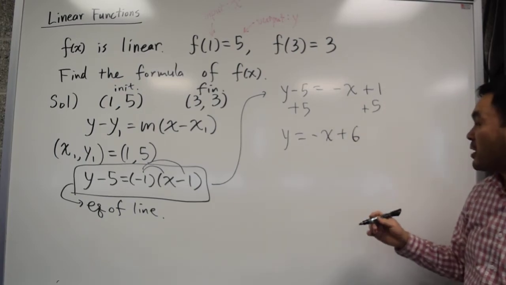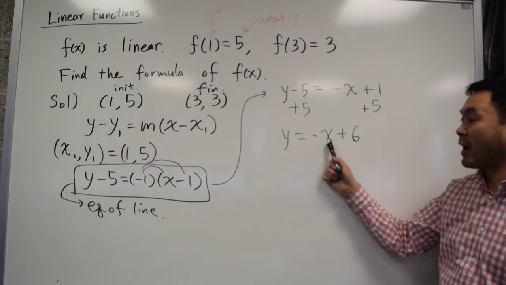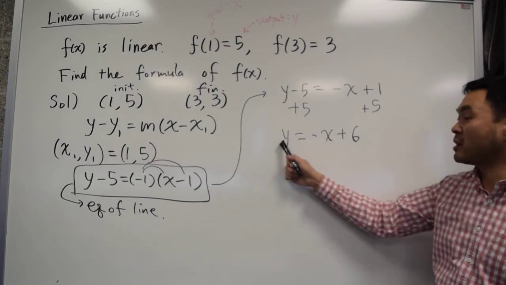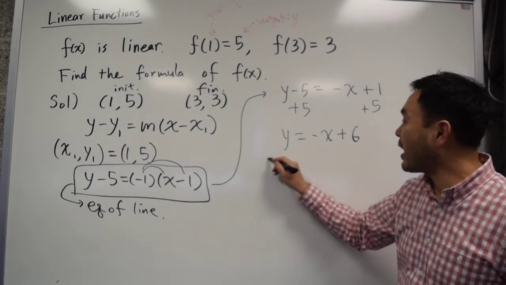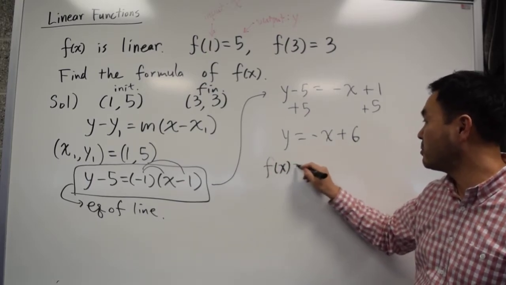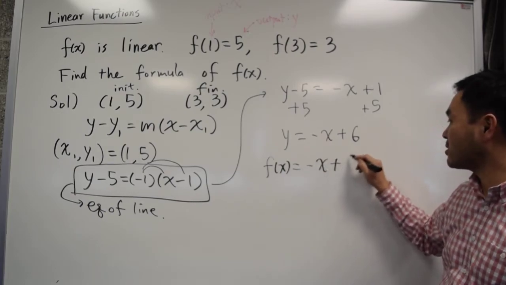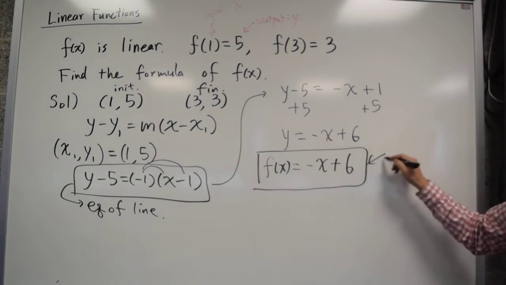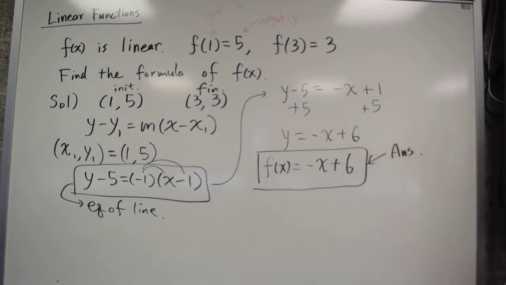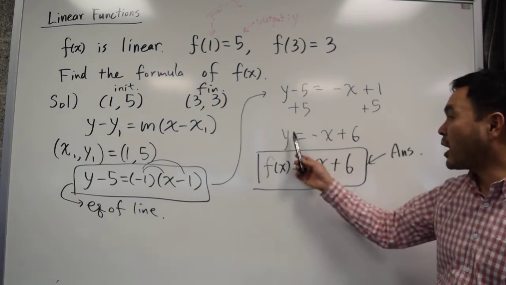So here's what we have. If you have the input of x, the output will be given by negative x plus 6. In other words, your f of x is negative x plus 6. And this is the final answer. Yes? So your y is your f of x? Yeah, y is f of x. That's how you can think of it.